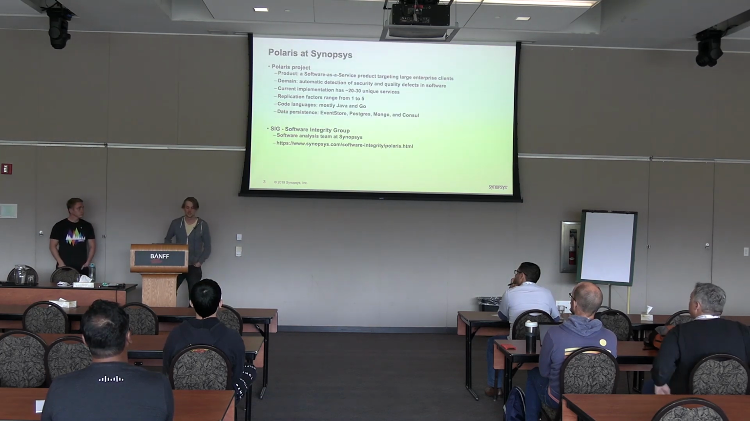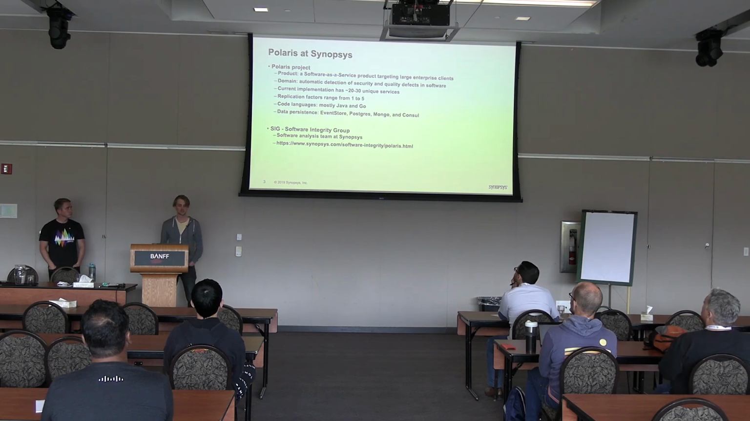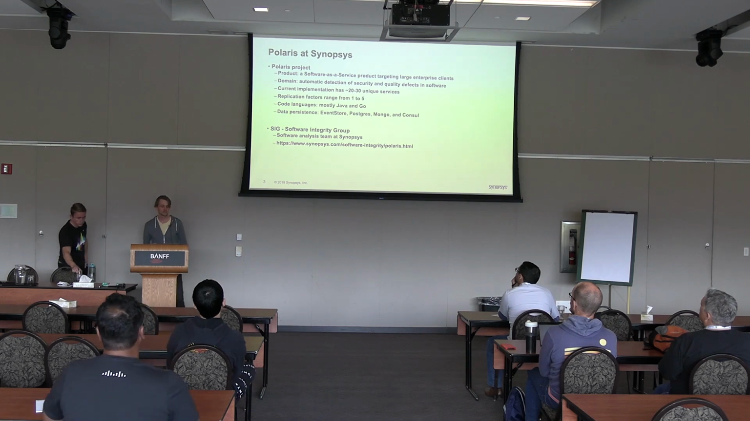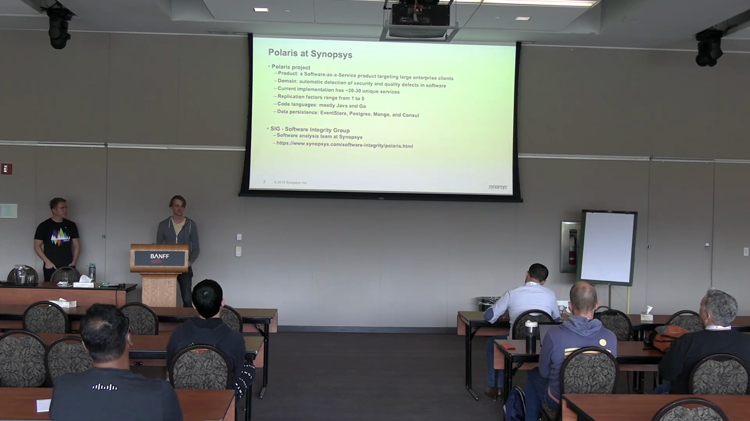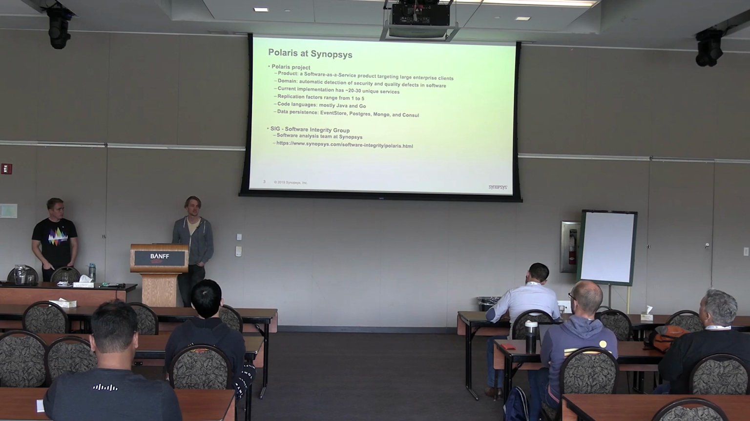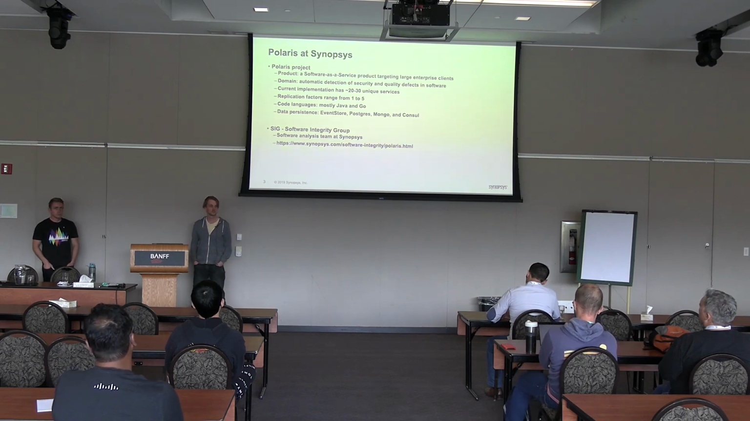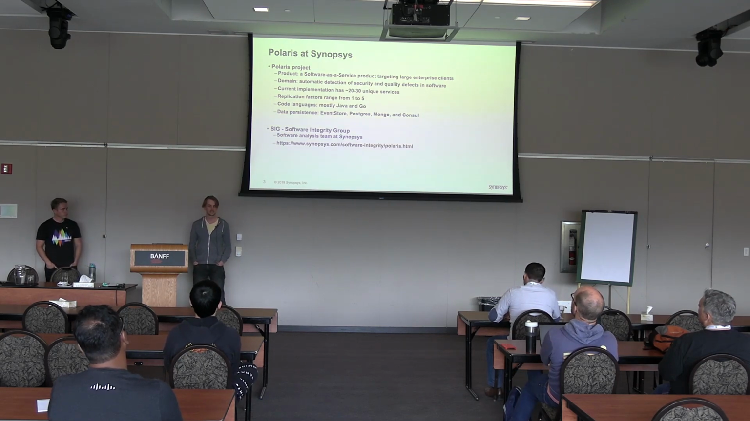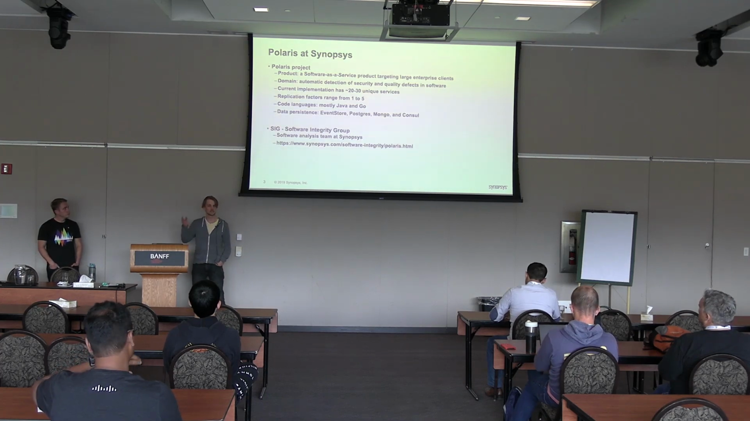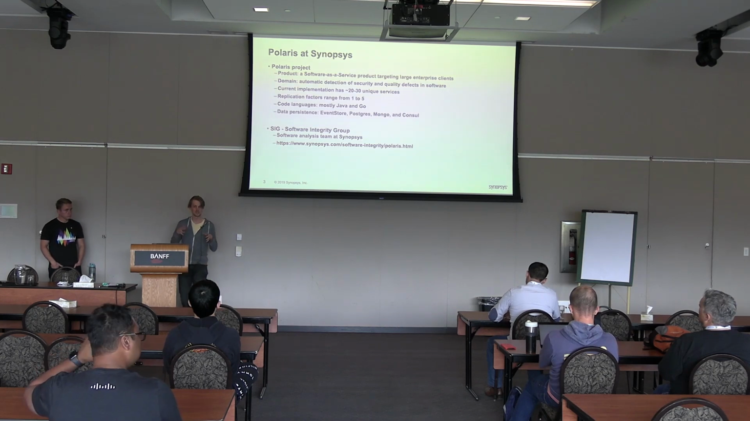So a little bit of context on the project. The project we're working on is called Polaris, and the company we're at is Synopsys. The Polaris project itself is a software as a service product, targeting mostly large enterprise clients. And the domain is automatic detection of security and quality defects. So we do things like static code analysis, bill of materials, interactive security testing, fuzz testing, things like that. And in particular, the Polaris project is aggregating, reporting on, and monitoring these issues over time. So over the lifetime of multiple scans of your application, not within an individual scan.